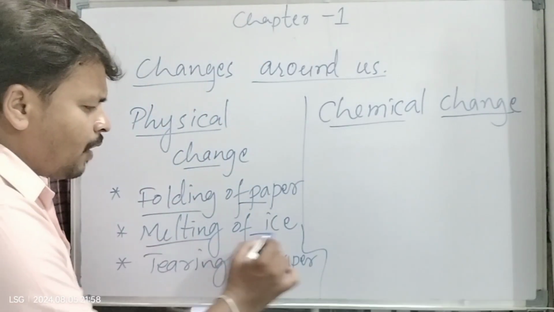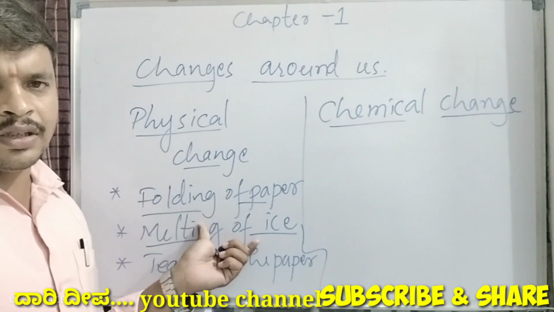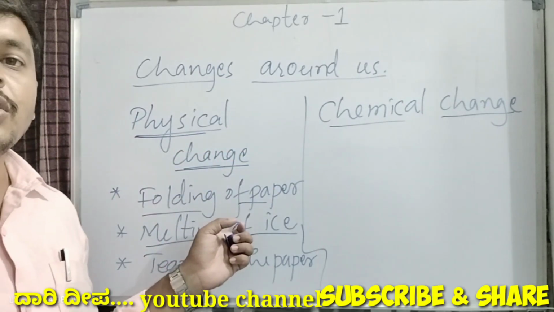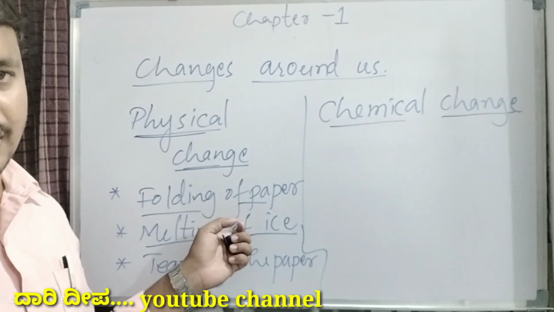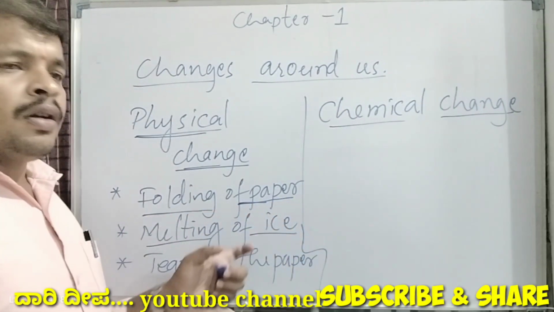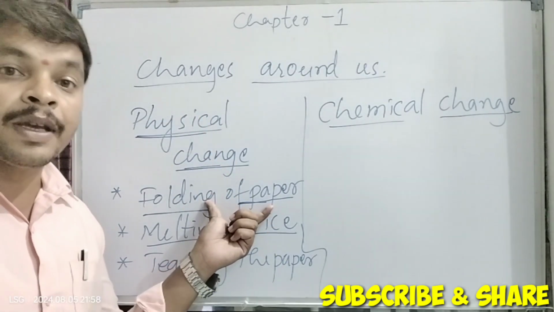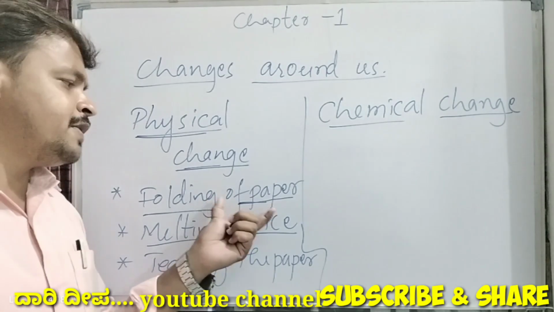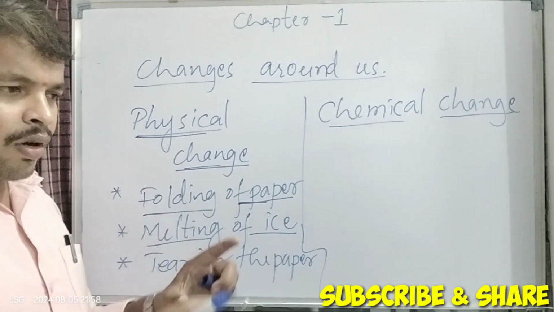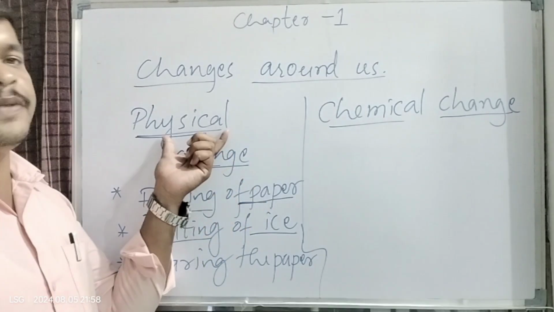Then melting of ice is also an example of physical change. Why are these called physical changes? Physical change is a type of change in which no new substance is formed during the change. Suppose when you are folding the paper, it is changed into a different shape, but there is no change of chemical property. Only physical properties are changed. Which are those? The size or the shape of the paper is changed, but no new substance is formed. This is called physical change.